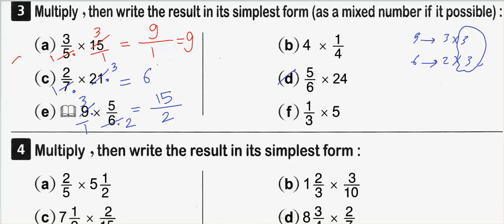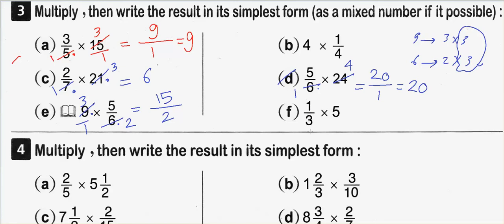What about 5 over 6 times 24? 6 and 24. Both of these numbers are divisible by 6. 6 divided by 6 equals 1. 24 divided by 6 equals 4. We multiply numerators and denominators. 5 times 4 equals 20. 1 times 1 equals 1. 20 over 1 equals 20.